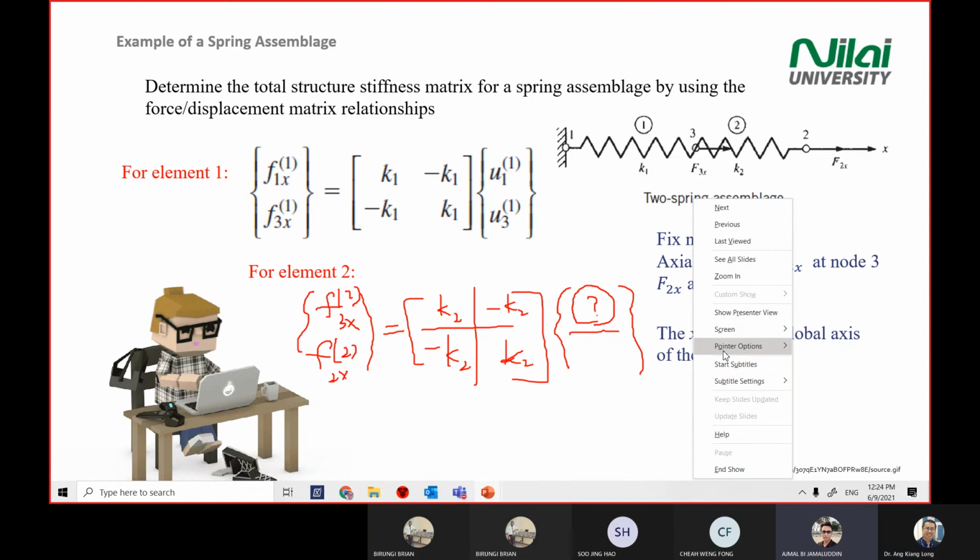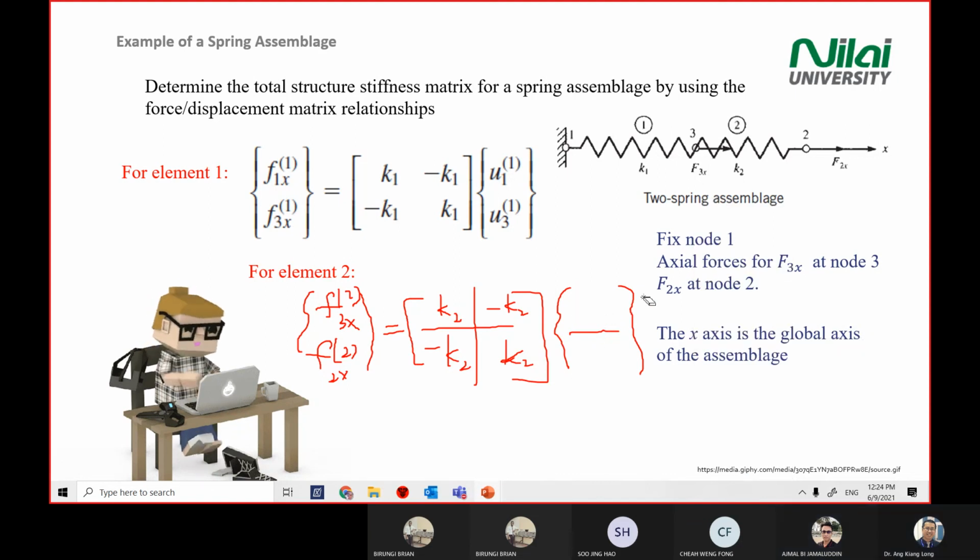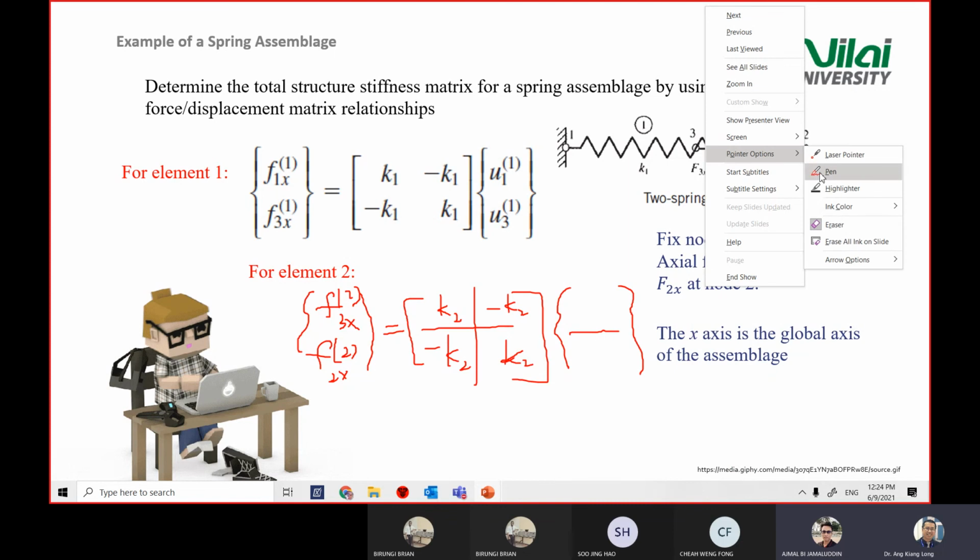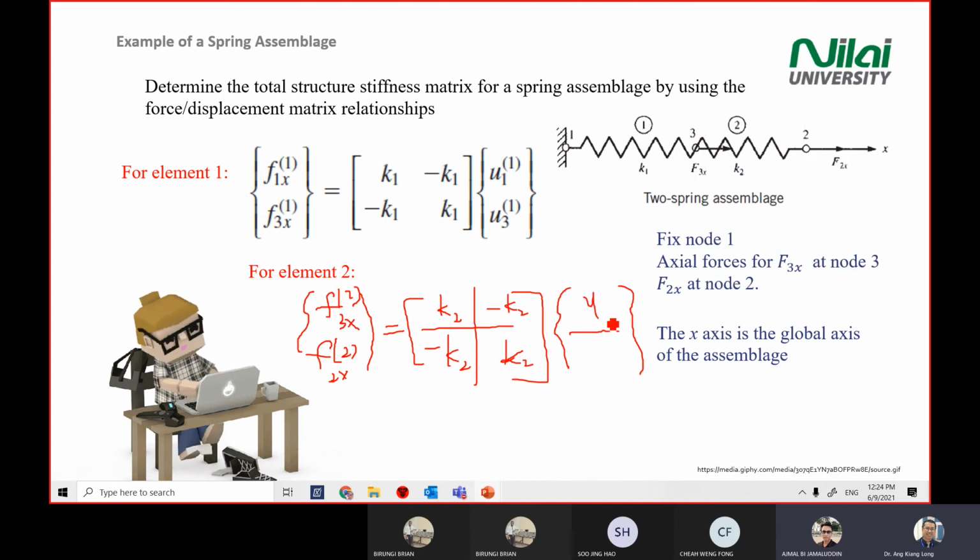Again? U3. U3. And then the bottom one? U2. Okay. You have U2, U3, and then this one 2. You must write this one, then U2, and then 2 here. Okay, this is 2. Okay, so all of you able to manage to capture the concept.